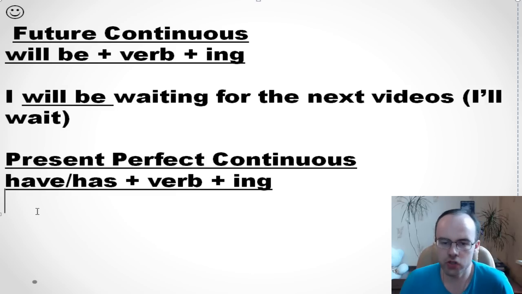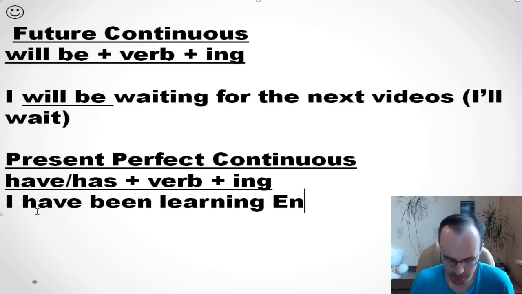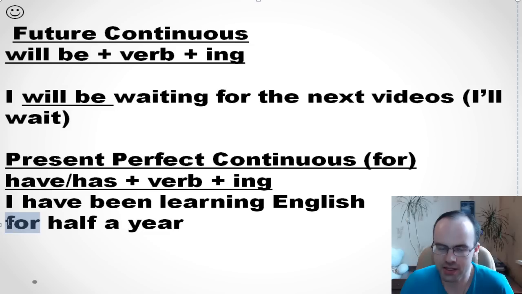You know, there is one very common sentence. So I have been learning English for half a year. I have been learning English for half a year. So we use present perfect continuous with for. For tells us that we need to use this tense.